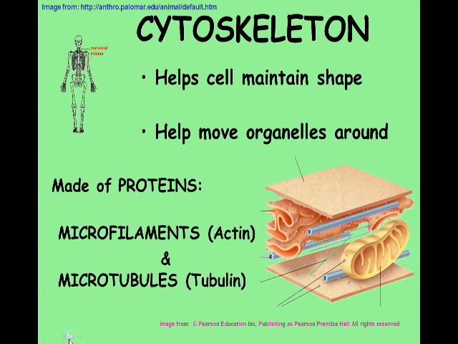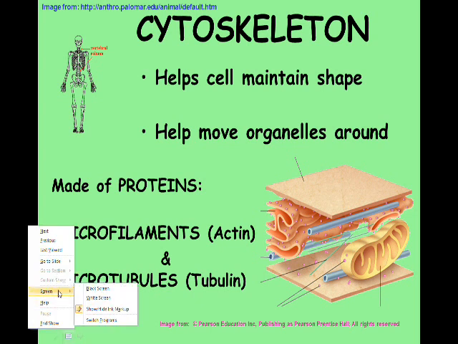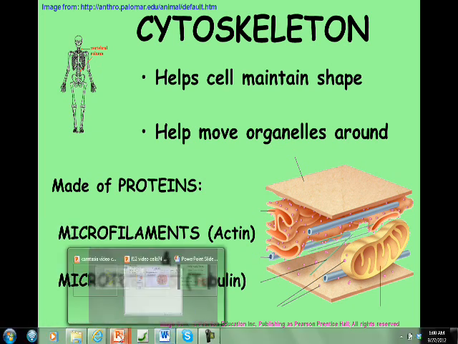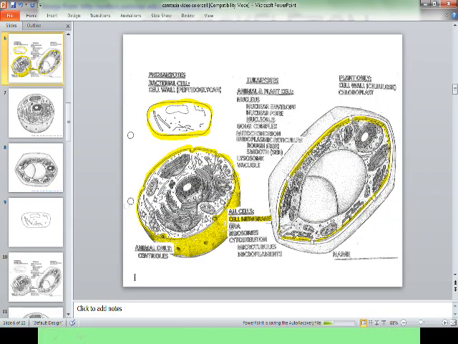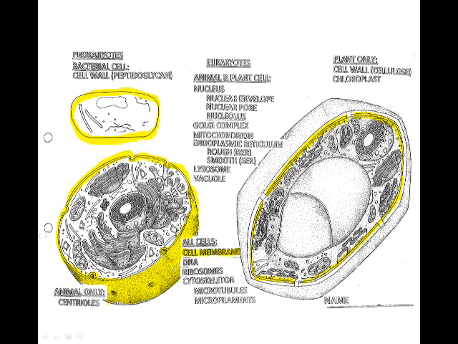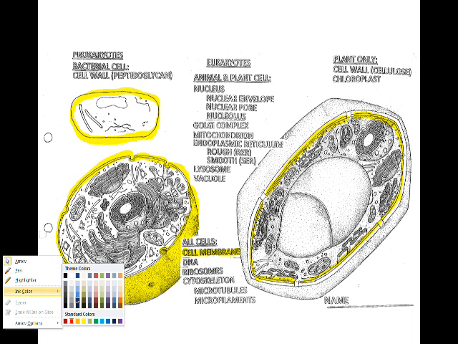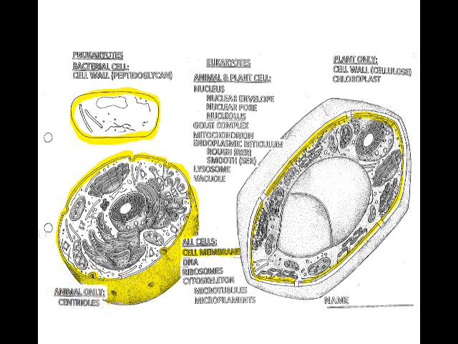Okay, we're going to stop right here for a second. We're going to go to our cell picture, and we're going to see if we can color in our nucleus. Last time we colored in our cell membrane, our plasma membrane, so we're going to pick some new colors now. Remember, we're color coding this, so I want you to find a new color that you haven't used before. I'm going to pick purple.